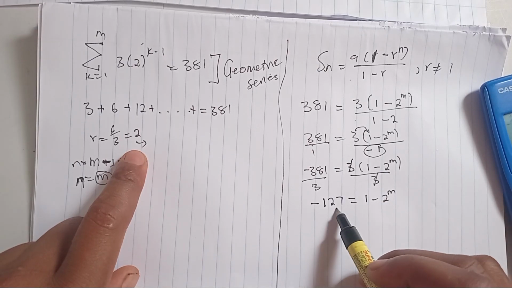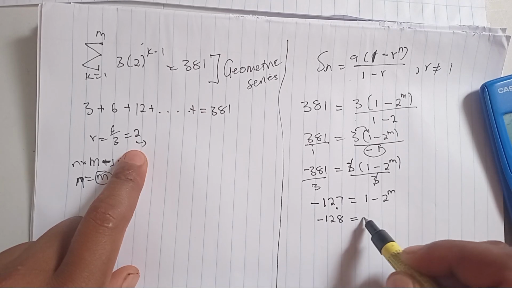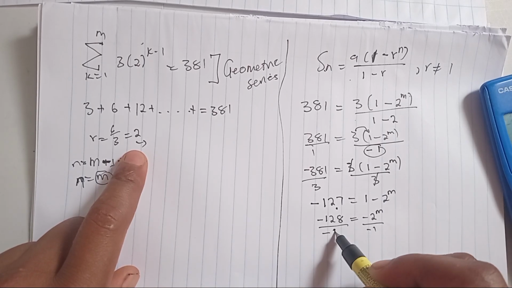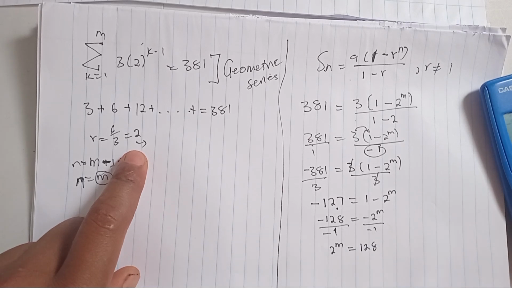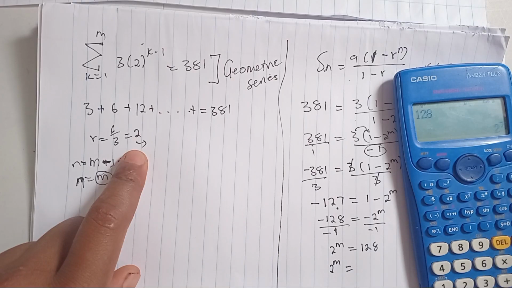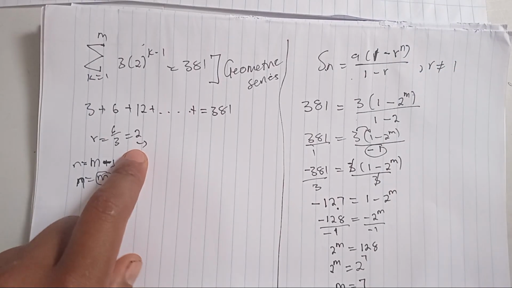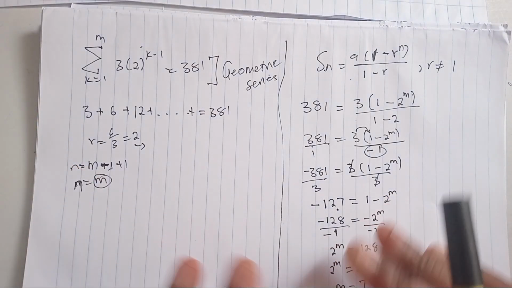You take this one to the other side, you're going to have minus 128, which is equal to minus 2 exponent M. Then you can divide both sides by the negative 1, and then 2 exponent M will be equivalent to 128. Guys, now what do you have to do? You have to express this one to base 2. This one is equivalent to 2 exponent 7. Now the bases are the same. We equate the exponent. So this one is our answer, guys. So you just follow the same steps, you will be fine.